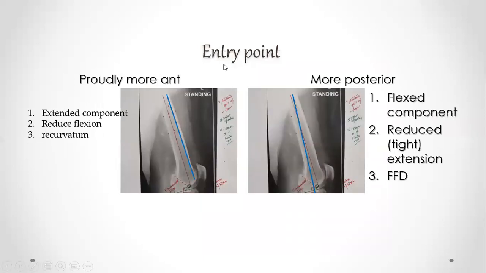This is the entry point. If it is more anterior, there will be an extended component, reduced flexion and recurvatum. Extension, recurvatum, the same thing, and you have reduced flexion because the posterior condyle is extended. What if it is posterior? A flexed component, because the posterior condyle will go more posteriorly, reduced extension, tight in extension and fixed flexion deformity.